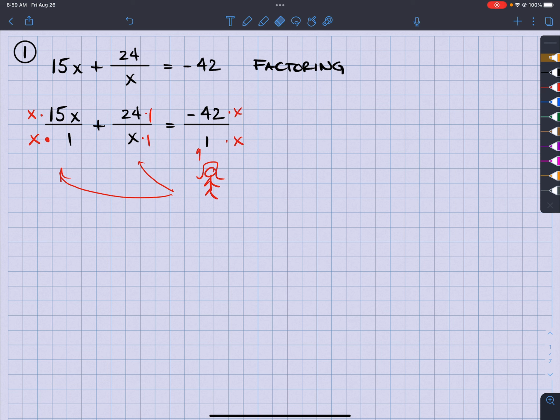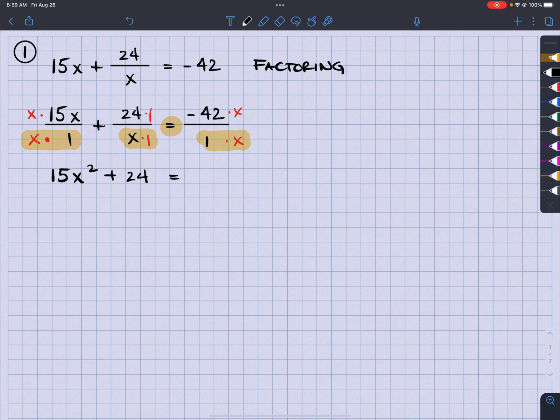So now what I want to do is look at the denominator. x times 1 is x. x times 1 is x. 1 times x is x. And since there's an equation, I can now get rid of the denominator and multiply the top. So I actually have 15x squared plus 24 is equal to negative 42x.